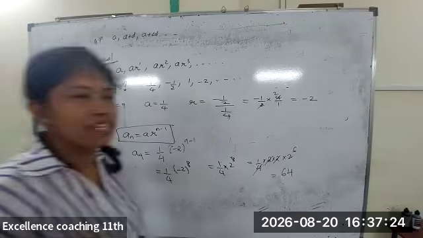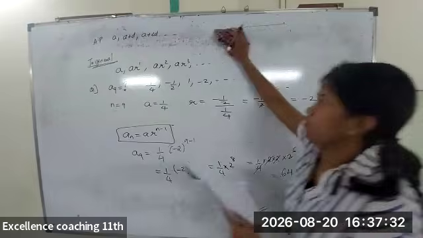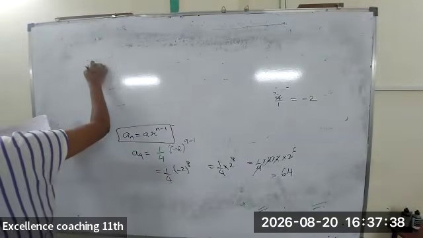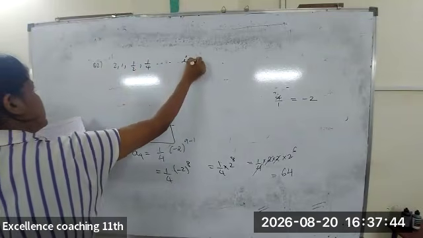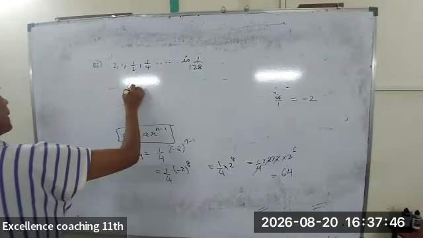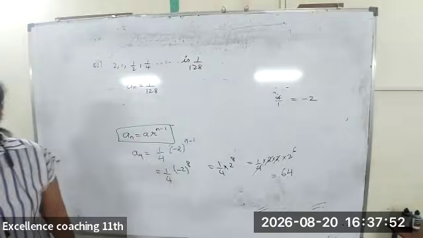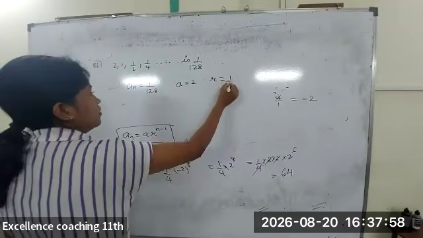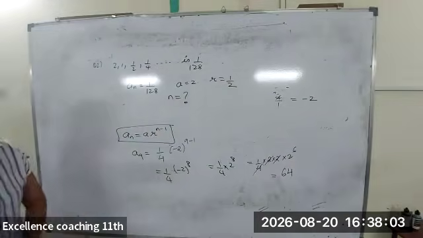Okay, do the next. Second one is the last one. First, which term? The nth term is given now, and n you have to find. Do the next one first. Now write a formula and substitute.